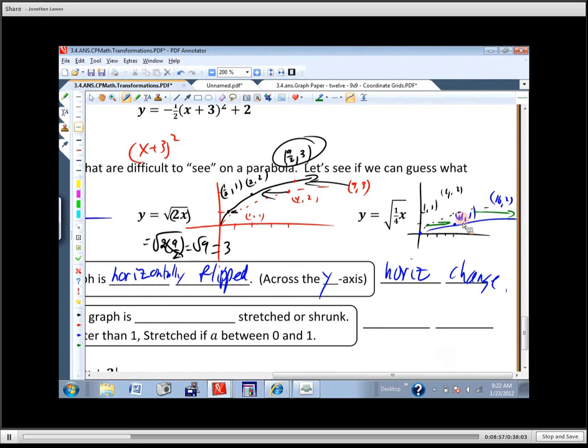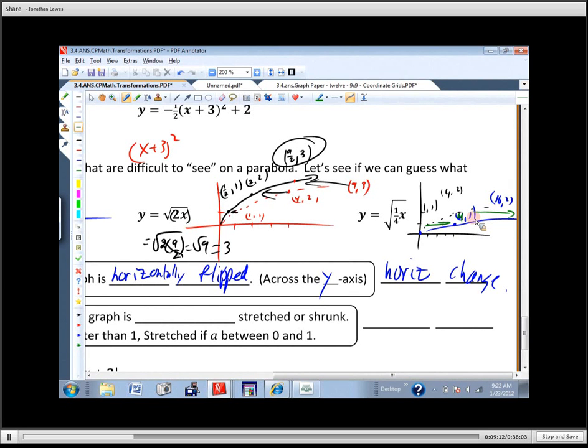Okay, let's just double check. If I want to check this point right here, 4, 1, first thing I do is I plug it in and I multiply it by 1/4. What's 1/4 of 4? 1. Square root of 1 is 1. So that point is on the graph. Does that make sense? Okay.